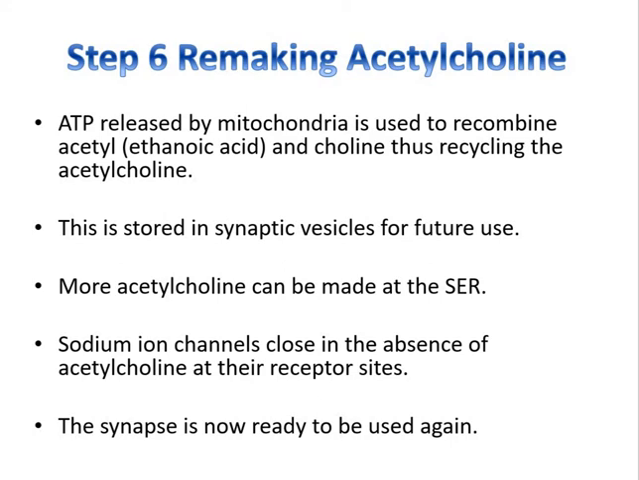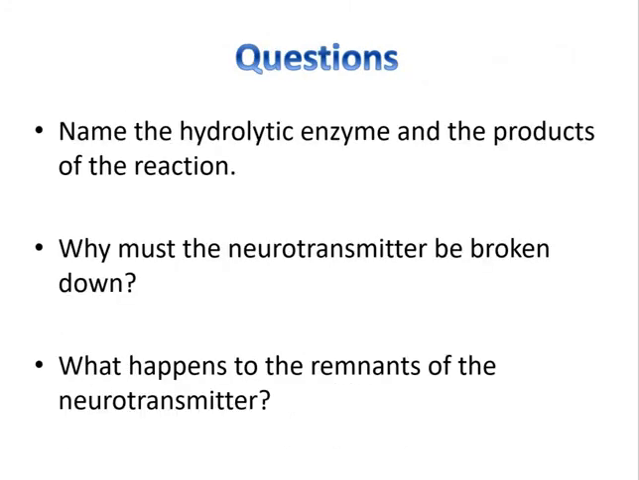So you'll have noticed there's mitochondria in the presynaptic knob. So ATP is going to then be released by that, and that's going to cause the acetyl and the choline to recombine together. And then they can be restored in synaptic vesicles. And we can make some more in the smooth endoplasmic reticulum there. And this can then keep going over. We can keep redoing this cycle over and over again.